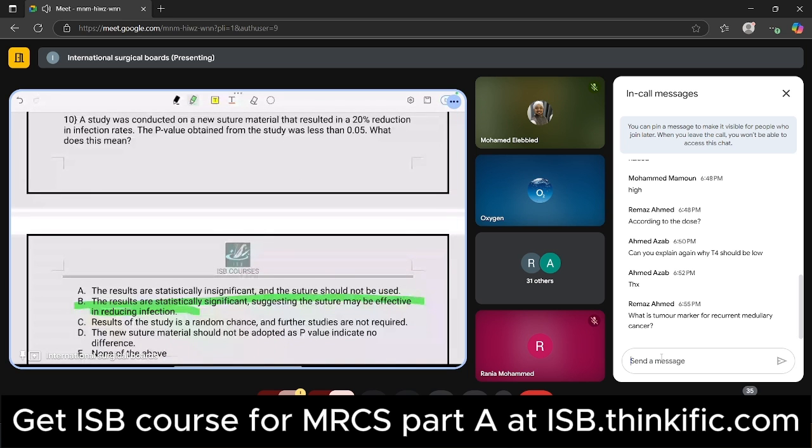Dr. Rimas said, what is the tumor marker for recurrent medullary cancer? You have two options: calcitonin, that's one option, and the other option is CEA, carcinoembryonic antigen. Both of them can be raised. Okay. What about cholangiocarcinoma? If someone has cholangiocarcinoma, what is the tumor marker that can be raised in this funny tumor? Definitely it's not funny, it's a very aggressive tumor. Doesn't joke around.